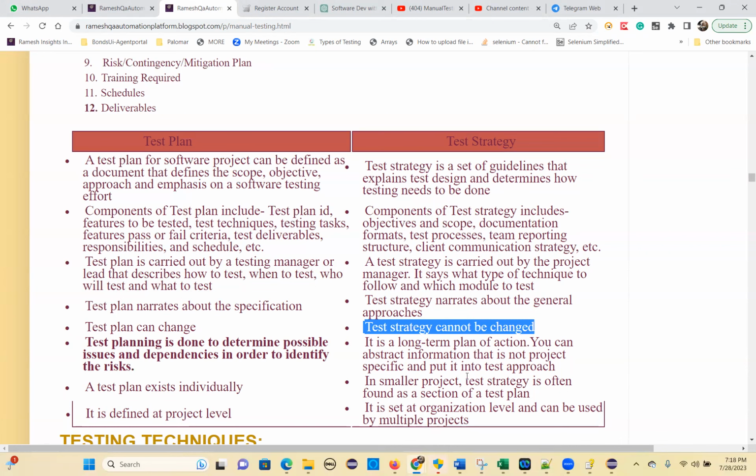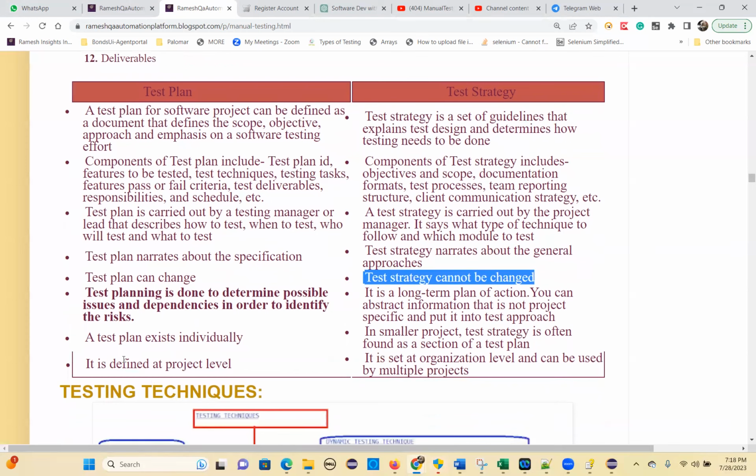Test strategy is a long-term approach. It's a long-term plan; based on this test strategy, the entire company will follow. Test plan is only for individual projects. That's the difference between test plan and test strategy. A test plan is defined at the individual project level. Test strategy is defined at the organization level. That can be used by multiple projects. So those are the test strategy and test plan differences.